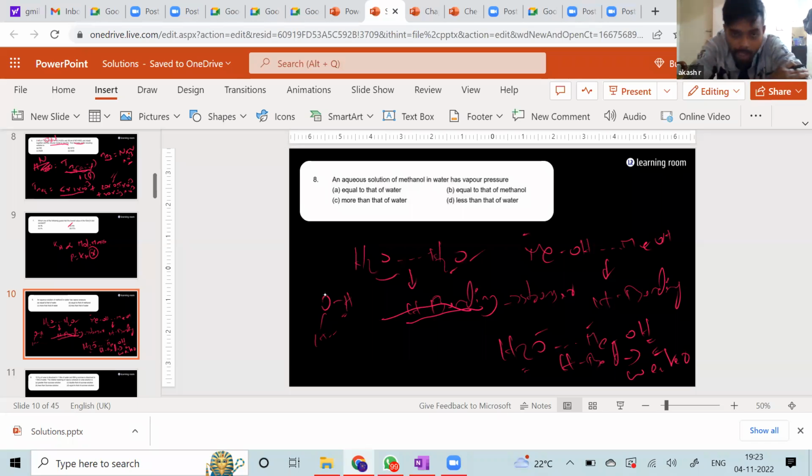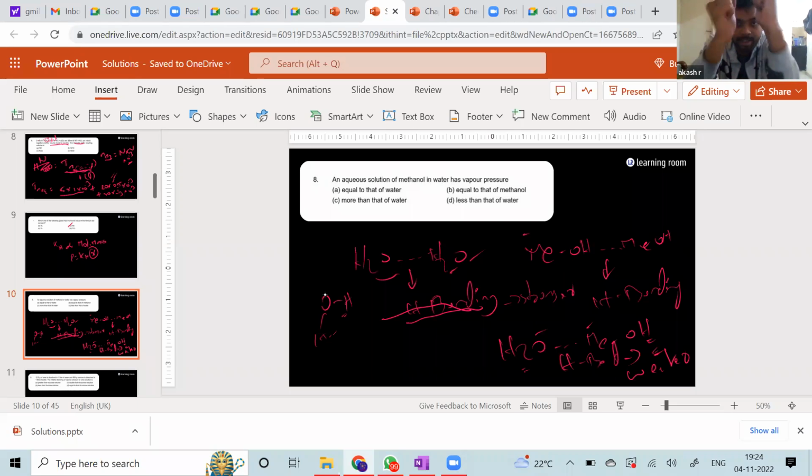Now, if the intermolecular forces are decreased, what will happen to the vapor pressure? If I say it will increase, sir. Yes, that's the logic. Now, what is vapor pressure? It is how easily a liquid is able to go to the vapor phase. The more easily it goes, the more vapor pressure there will be.